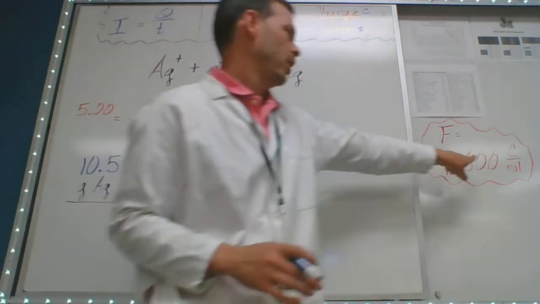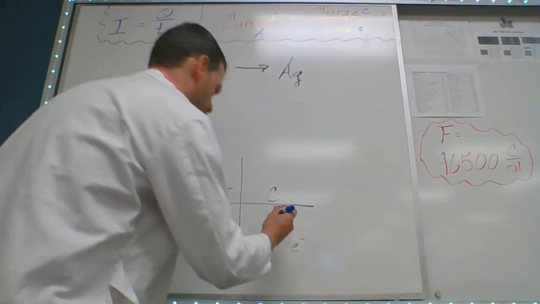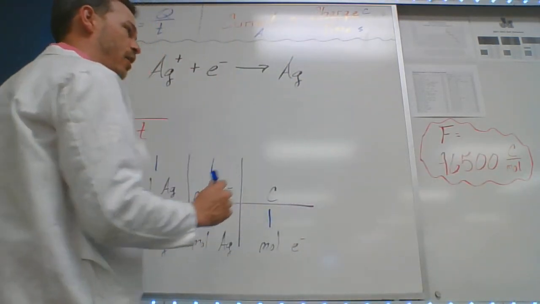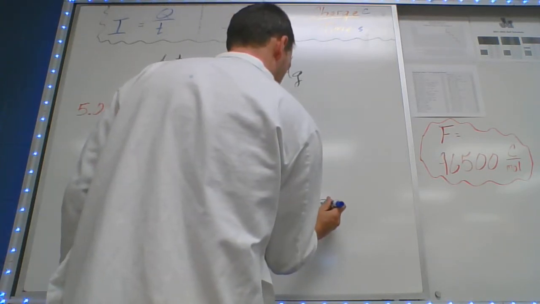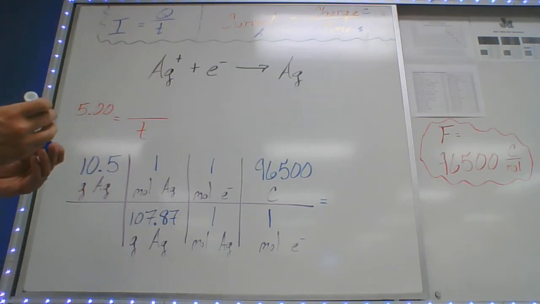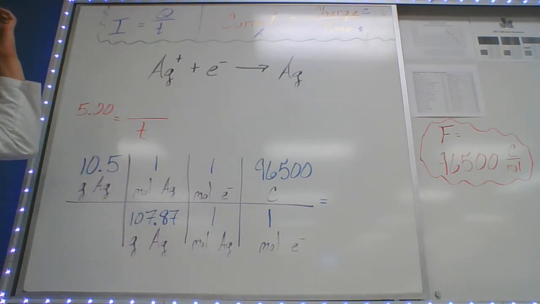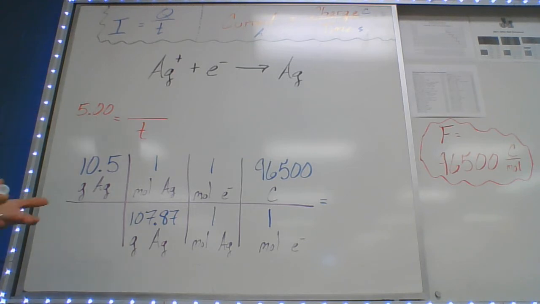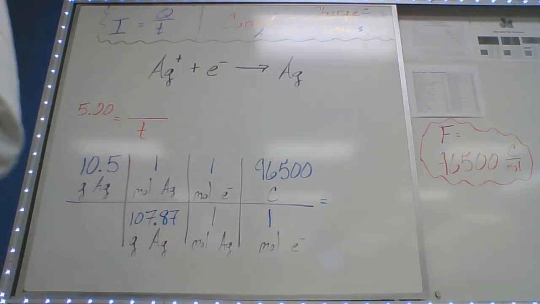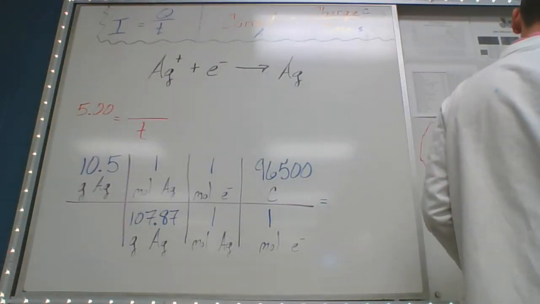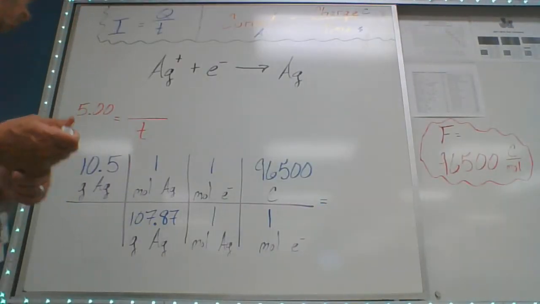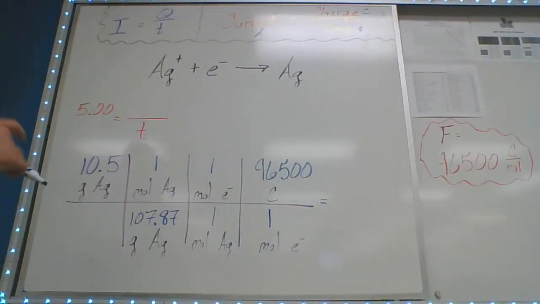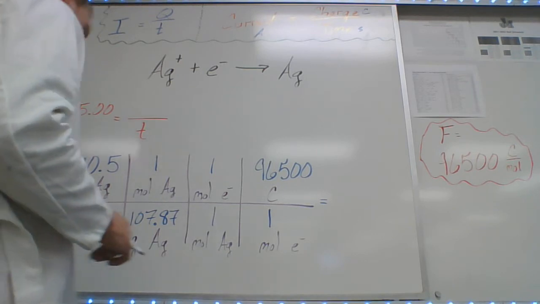Coulombs over moles. Hey, check it out. Coulombs over moles. There it is right there. 1 mole of electrons is Faraday's constant. All right, multiply across the top, divide by the product of the bottom, and I get 9390.